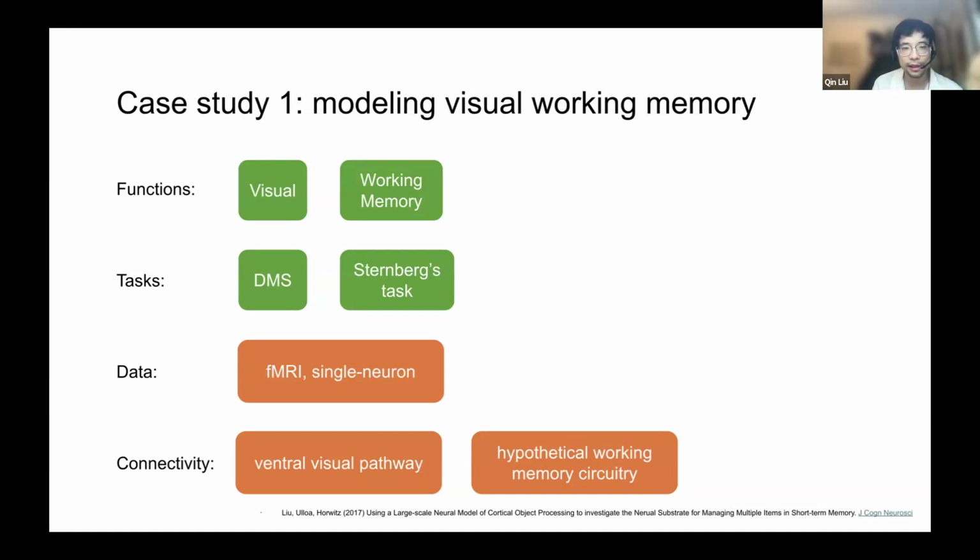And then I collected some open source data from human fMRI and from monkey single neuron recordings. And then I analyzed the connectivity underlying visual working memory. So the necessary connectivity patterns, the circuitries, are a ventral visual pathway and a hypothetical working memory circuitry. And the last one, the hypothetical working memory circuitry, is the mechanism I wanted to talk about in that paper.